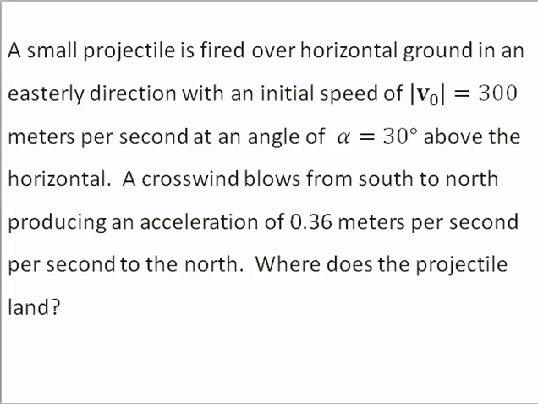Here we have a small projectile being fired over horizontal ground in an easterly direction, with an initial speed of 300 meters per second, at an angle of 30 degrees above the horizontal. We have a crosswind blowing from north to south. Now, where does the projectile land?